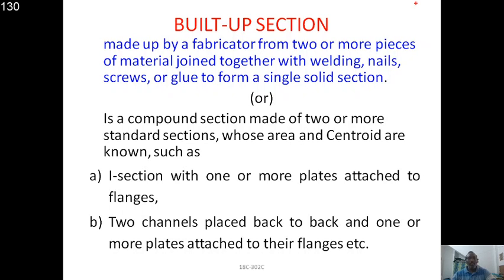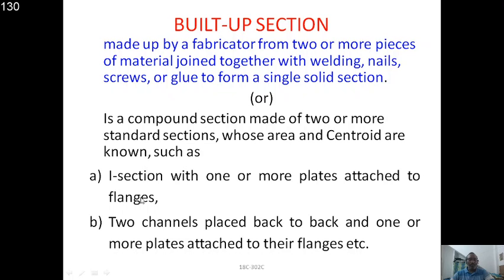That means the fabricator means a manufacturer. A manufacturer makes a combination of two or more pieces joined together with welding or nails to make a single solid section. So you can produce a solid section with the combination of two or more structural elements, which is known as the built-up section. In either way, those sections are known sections. That means we know the areas and centroids, and then it is also known as a built-up section.